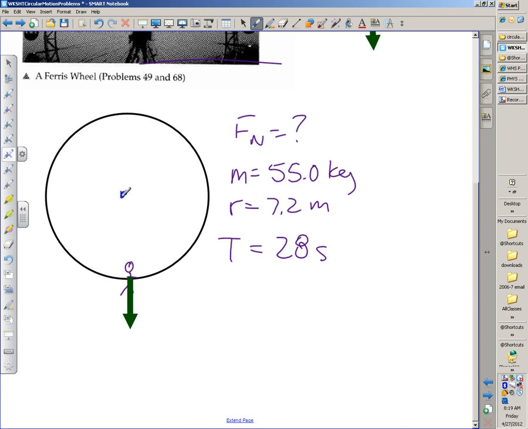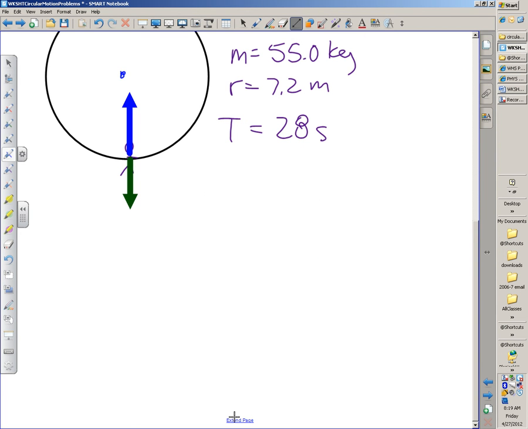The only other force that's acting on the rider at that point is the seat that they're sitting on in the Ferris wheel. So that seat is providing them with a normal force. And in this case, it's going this way. Okay? So the way we're going to solve this problem, because the rider is moving in a circle, that means there has to be what acting on them? Centripetal force. Okay? But that centripetal force now is a combination of 2 forces. Which 2 forces is it a combination of?